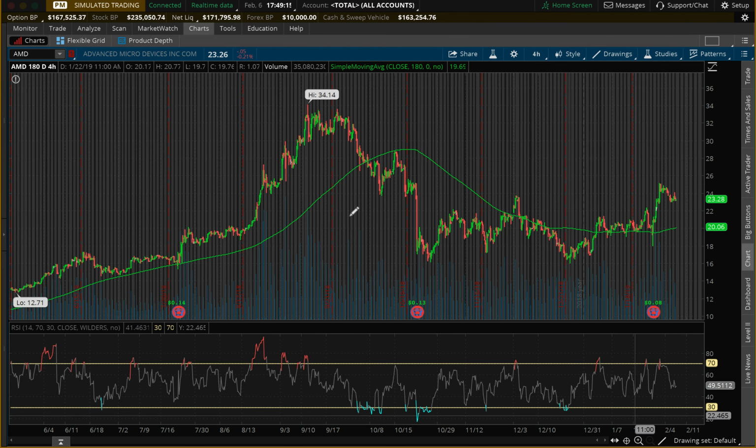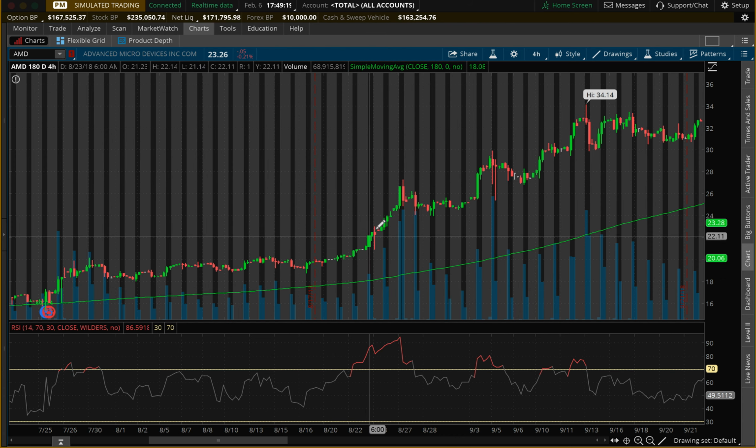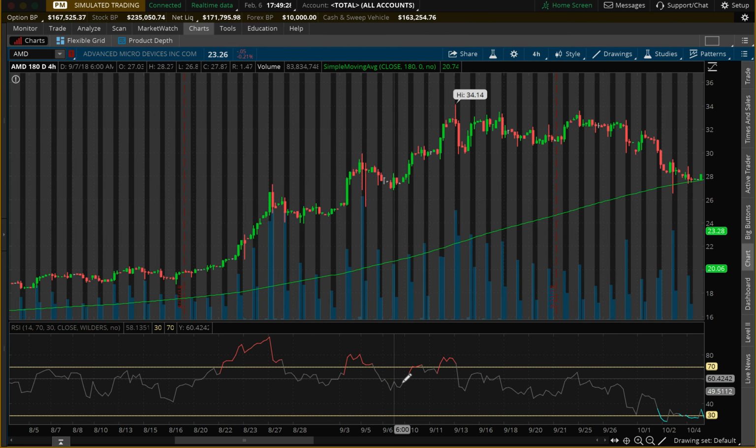We'll go over to when AMD was getting really bought up. You can see right around here it's way overbought. It drops down to where it's not as much overbought, still gets bought up again, comes down again right here, and then gets bought up, and then sells off and keeps selling off.